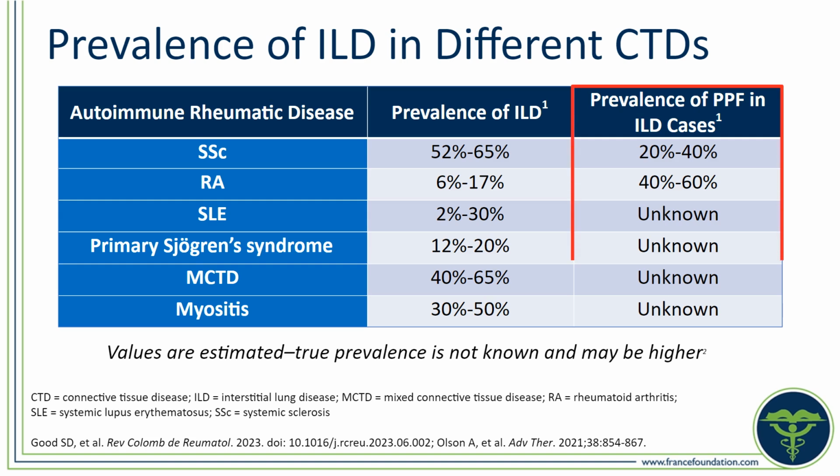What's probably more important, though, is to understand the prevalence of progressive pulmonary fibrosis in these patients. And you can see that little is known about lupus, Sjogren's, mixed connective tissue disease, and myositis, but at least for systemic sclerosis and rheumatoid arthritis, the majority of patients who have ILD will have a progressive phenotype.